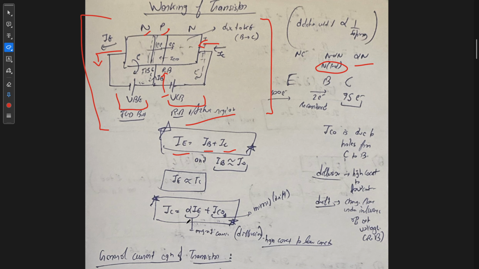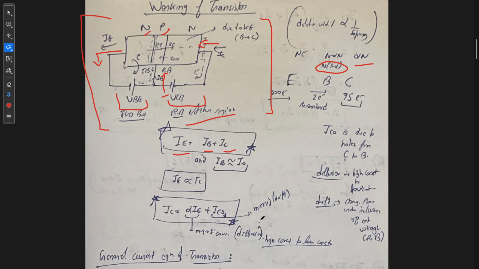Then we can write that the current IC is alpha times IE, the emitter current, plus ICO. ICO is the current due to transfer of holes from collector to base region, where alpha is the current gain of this BJT, and alpha IE is the current due to majority carriers, and ICO is the current due to minority carriers.